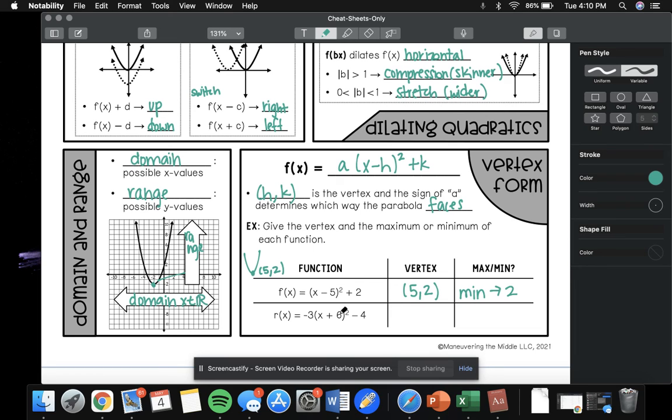Okay, for this next one, our vertex would be -6, -4. Looking at my a value, -3, it's going to be pretty skinny. It's going to shoot down. So this is the maximum. It's the highest point, and the highest point is at -4. Okay, so for today, we're just going to practice a few of these.